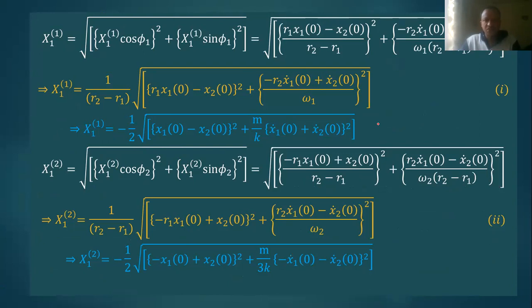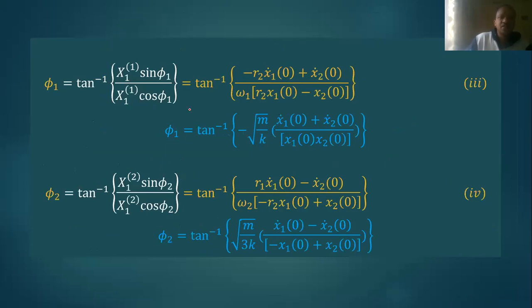Yeah, so this is x1. In the same way, x1 of 2, x1 of 1 is this, x1 of 2 is following the same procedure. We can find this equation. And pi 1 is tan inverse of this quantity. So finally, this is the pi 1 and this is pi 2. Whenever some numeric value is given, we simply substitute those numbers and we can find these 4 constants.